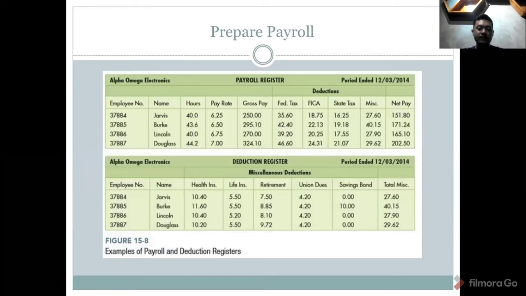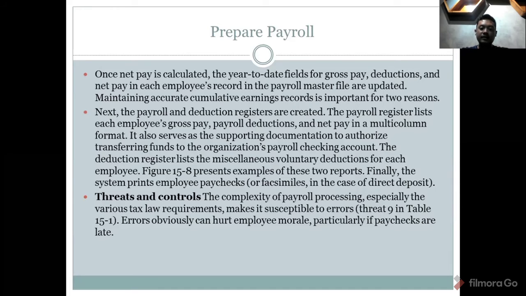This is Figure 15.8, an example of payroll and deduction registers. The first one is the payroll register, and the second one is the deduction register. Once net pay is calculated, the year-to-date fields for gross pay, deductions, and net pay in each employee's record in the payroll master file are updated. Maintaining accurate cumulative earnings records is important for two reasons.